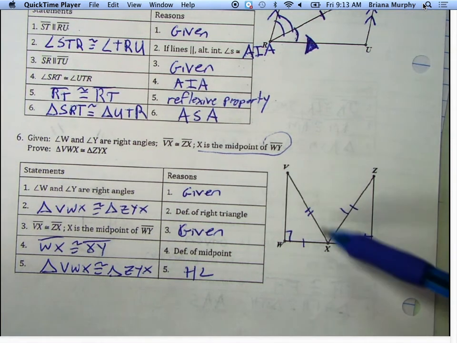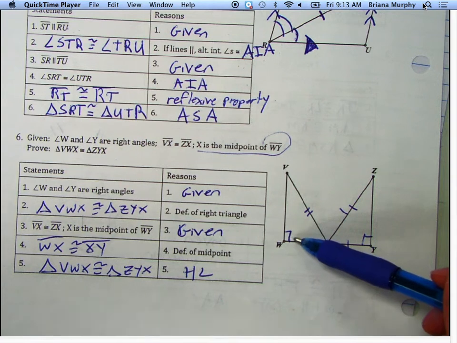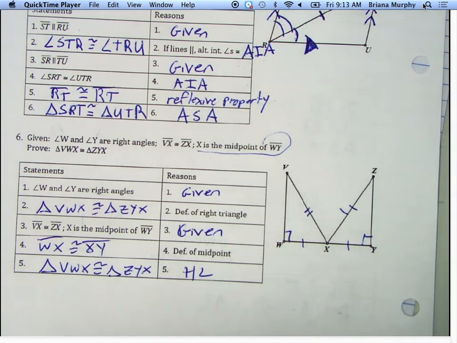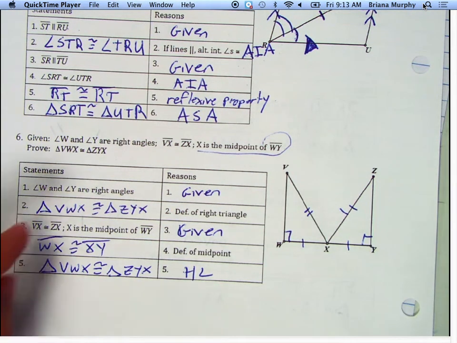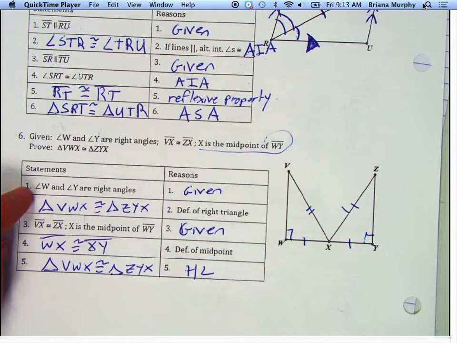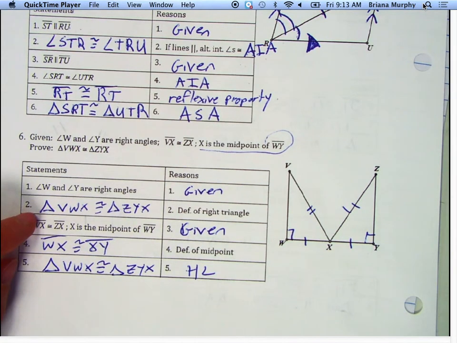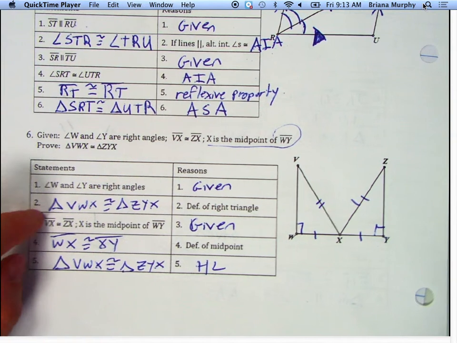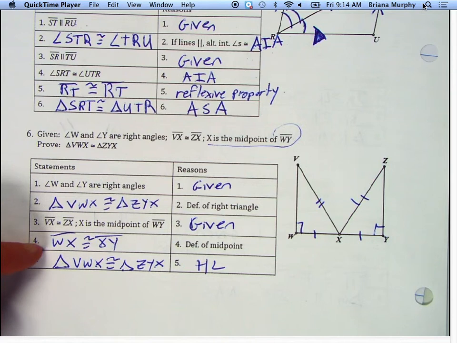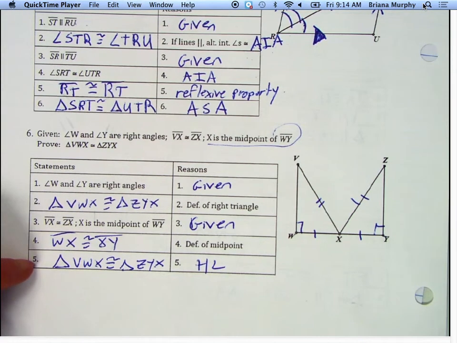So what is this? I've got side, angle, so that can't be. So I look, is it a right angle? Do I have the hypotenuse and the leg? So it's hypotenuse leg. Okay, so I write down the given that W and Y are right angles. I write down they are right triangles. Then we have WX is congruent to XY by definition of midpoint. So the triangles are congruent by hypotenuse leg.